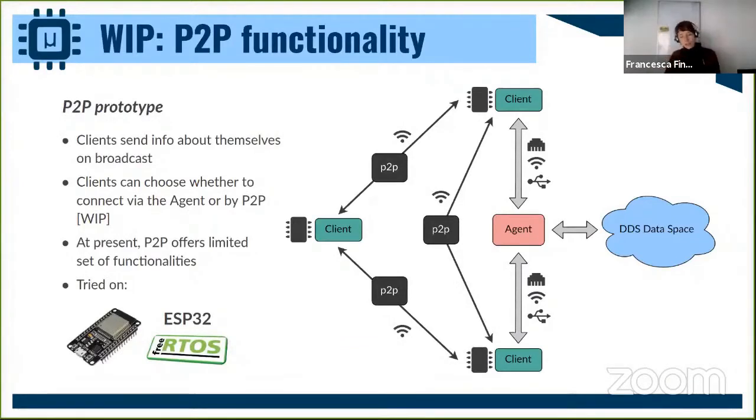Another feature that we are currently working on is that of enabling peer-to-peer communication. This development is at the moment heavily work in progress, but we already have a nice prototype ready to work over UDP via Wi-Fi, which we probed with the ESP32 boards on FreeRTOS. The basic mechanism underlying its functionality envisions clients sending information about themselves via broadcast, with other clients listening and being able to connect with them, and starting interchanging information by publishing and subscribing to topics or communicating via services and actions in the standard ROS2 way.